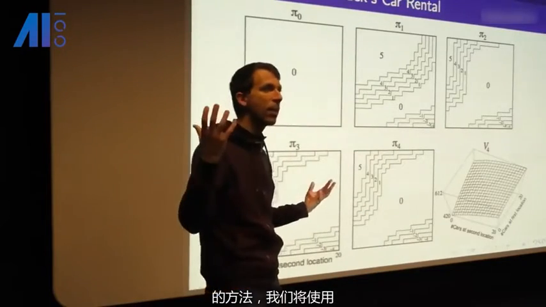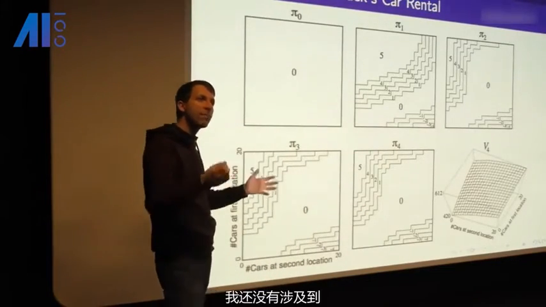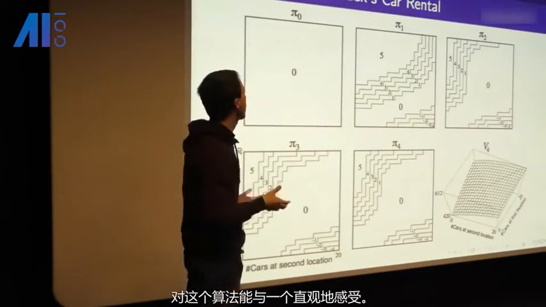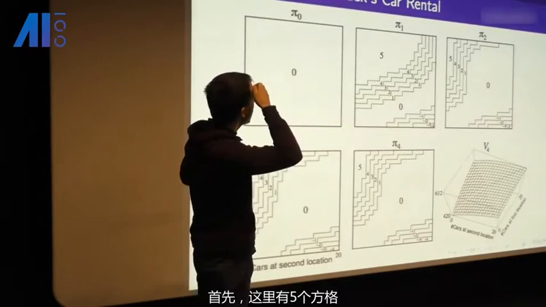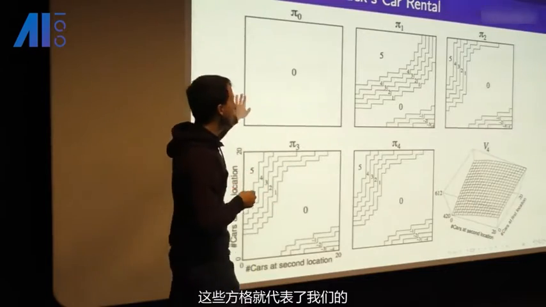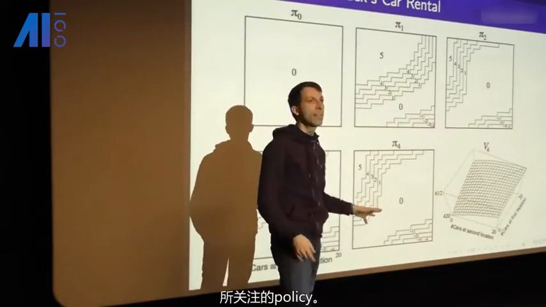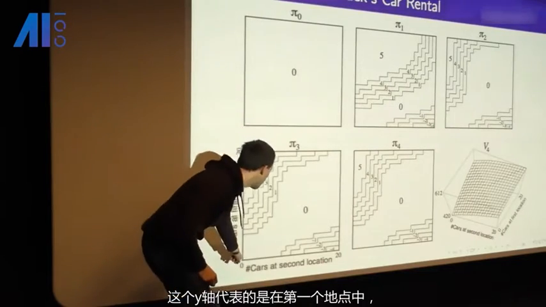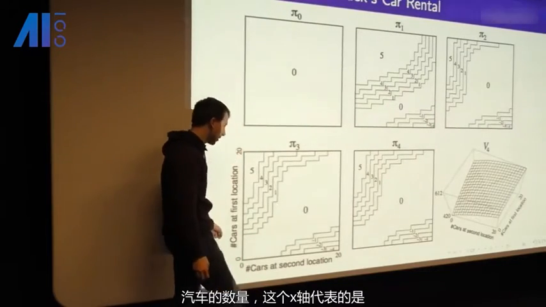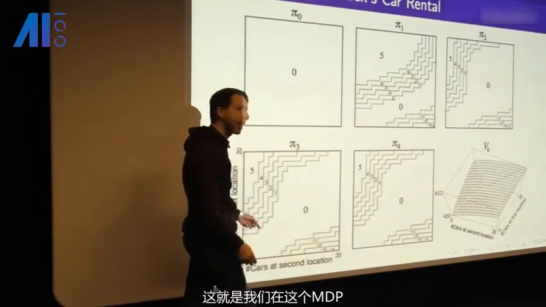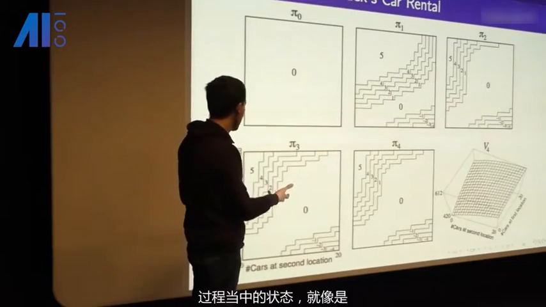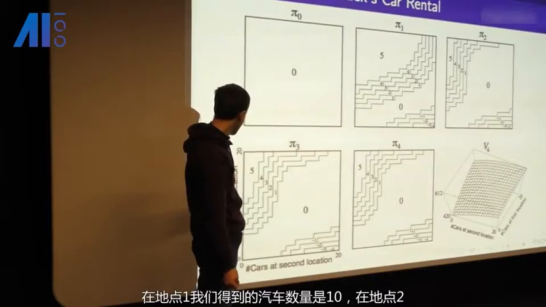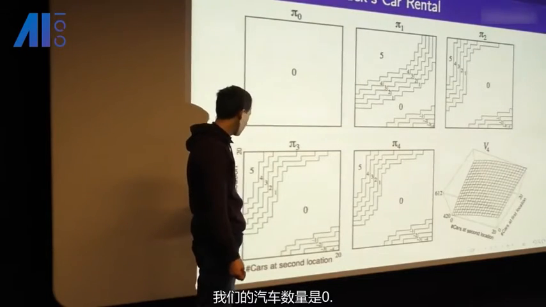We're going to apply this idea of policy iteration. I know I haven't been concrete yet about the algorithm. I just want to give you a flavor of what this algorithm looks like. What we've got here is the policies to begin with. These five squares represent the policies that we're considering. The axes are the number of cars at the first location on the y-axis and the number of cars at the second location on the x-axis. So these are the states in our MDP. For example, if we've got 10 cars at location 1 and 0 cars at location 2, that would be here.